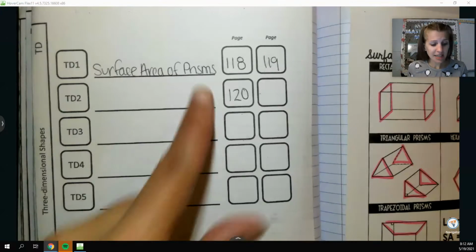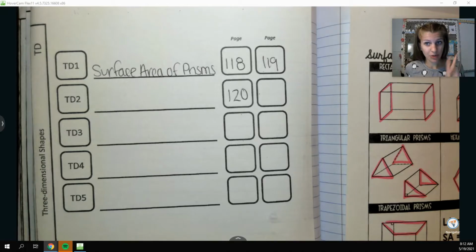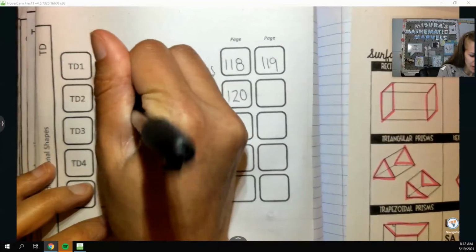All right, guys, we are going to continue talking about prisms, so stuff with two parallel congruent bases, but now we're going to talk about how we find the volume of them.